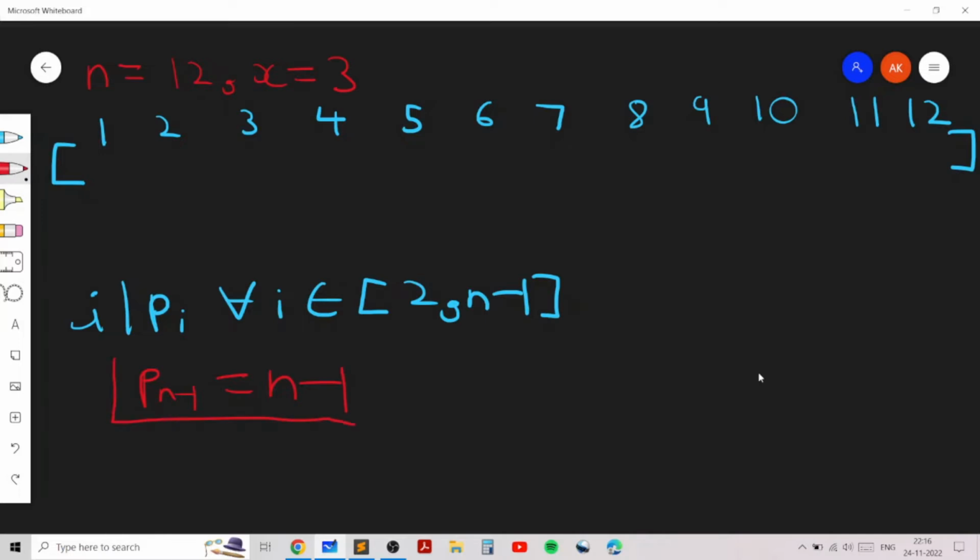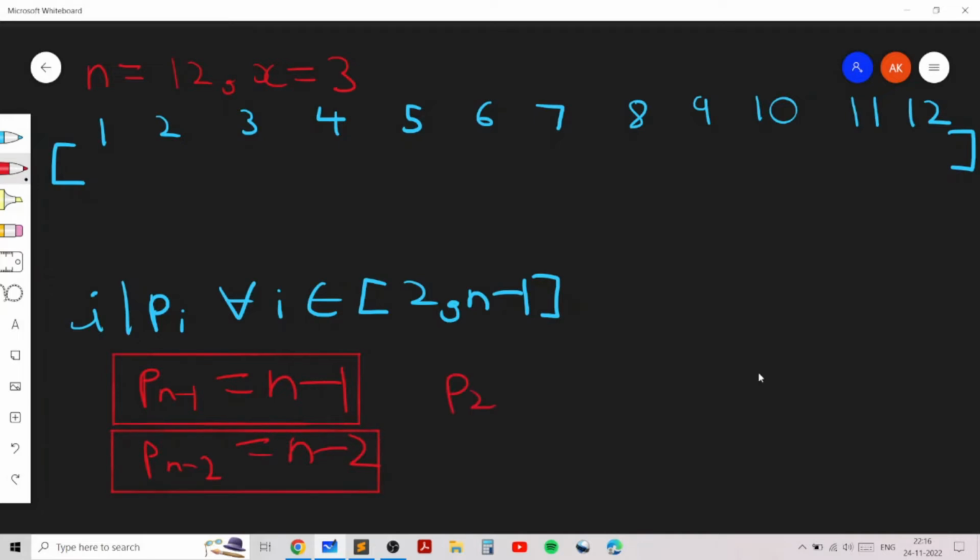Like, we can conclude this straight away, because if p of n minus 1 should be a multiple of n minus 1, there is only one multiple of n minus 1 which is less than n, because this is a permutation. We want to ensure that all the numbers get swapped appropriately. So we want to ensure that all the numbers belong from 1 to n, and each number comes exactly once, which is why it's very easy to conclude that p of n minus 1 is n minus 1, and p of n minus 2 can also be n minus 2 in most cases, and so on. So we can fix the elements from the end.